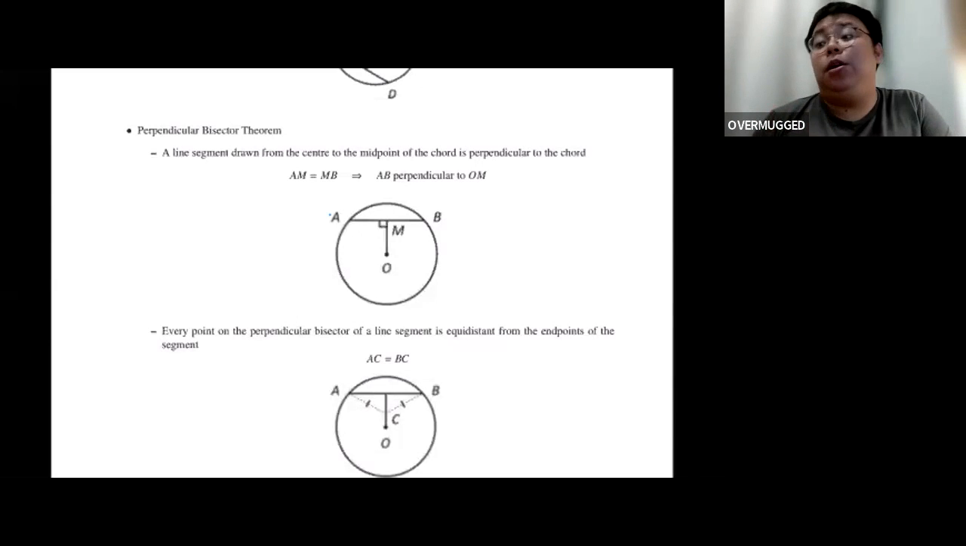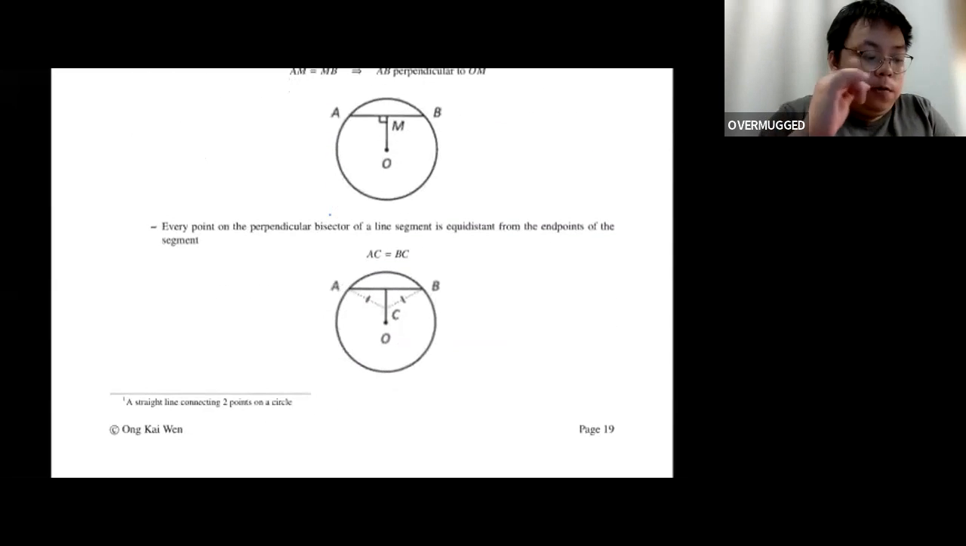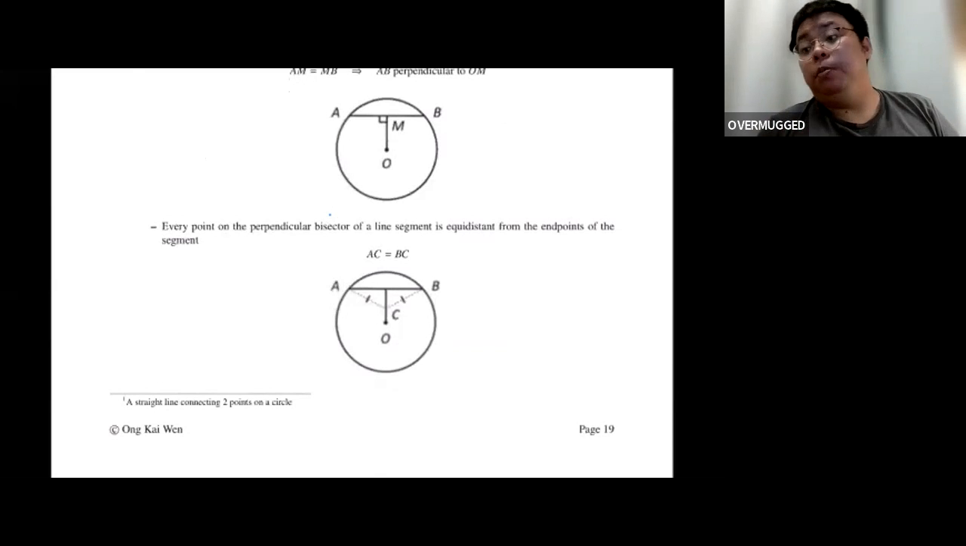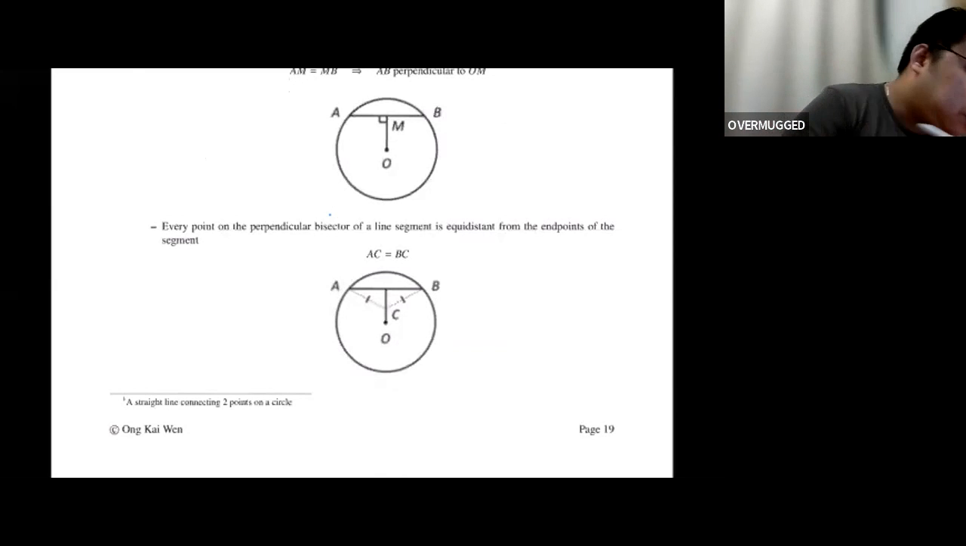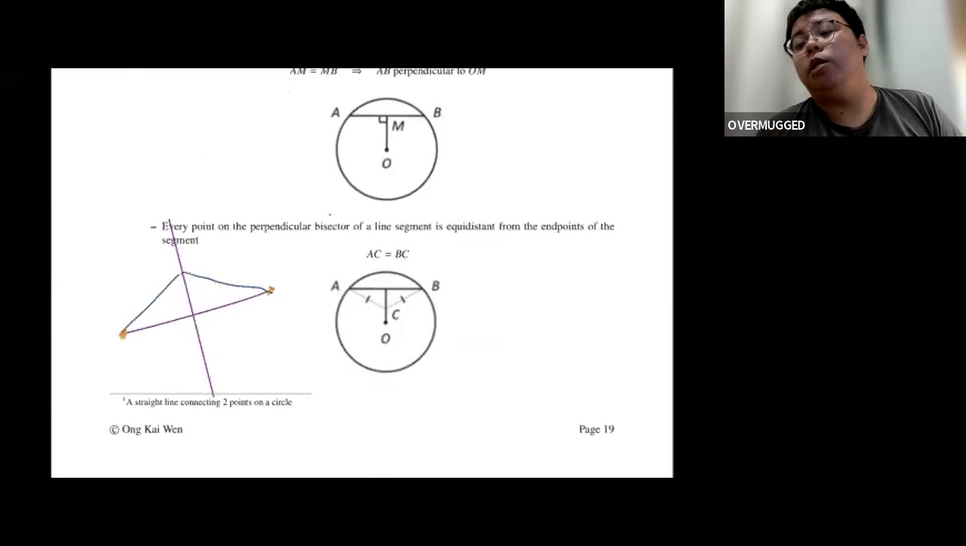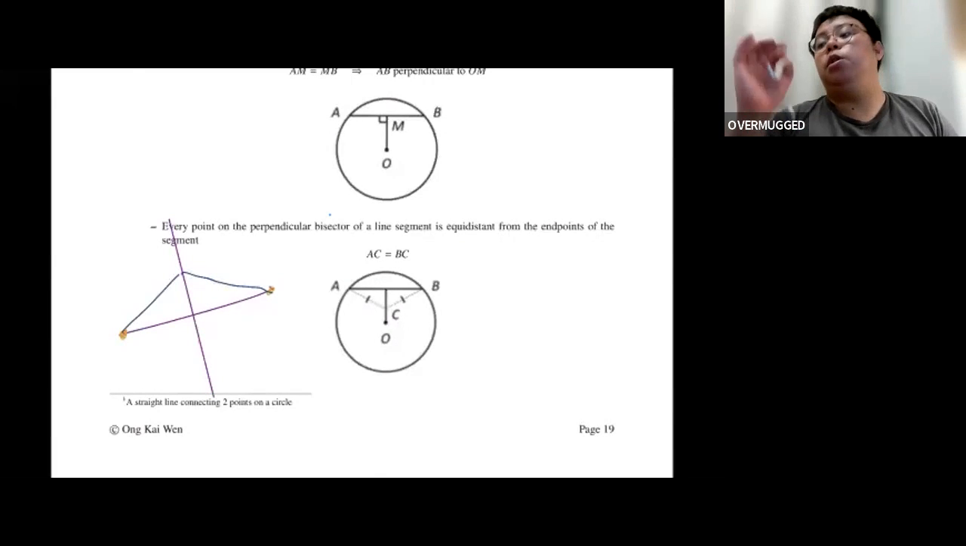So, perpendicular bisector concept: AB is perpendicular to OM. Next, every point on the perpendicular bisector of a line segment is equidistant from the endpoints of the segment. This is a very important property, and I believe a lot of people didn't know this fact. This means I can draw any random perpendicular bisector like this. If you start from the vertices and draw a line from the vertices towards your perpendicular bisector, these lines would 100% be equal.